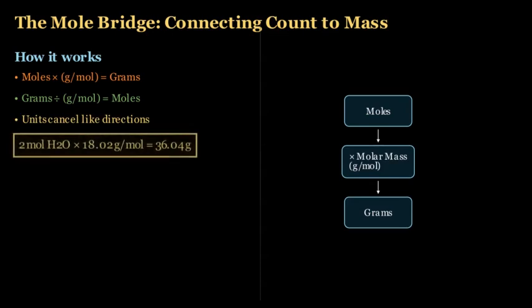Think of it like turning a map direction into real steps. If 1 centimeter on the map equals 100 meters in the real world, you multiply map distance by 100 to get real distance. The molar mass is that conversion factor.